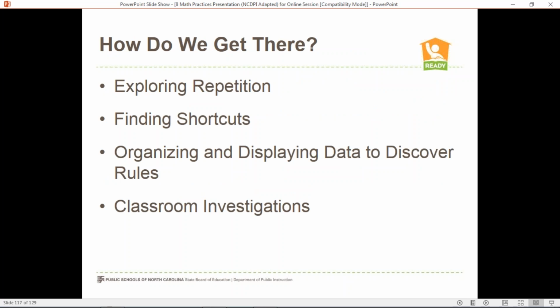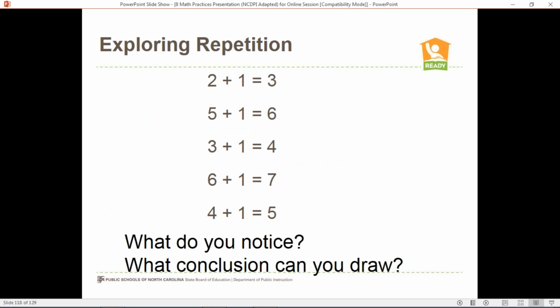So what are some strategies to get us there? Here are 4: exploring repetition, finding shortcuts, organizing and displaying data, and then classroom investigation. Let's take a look at some of those. Let's start with exploring repetition, right?